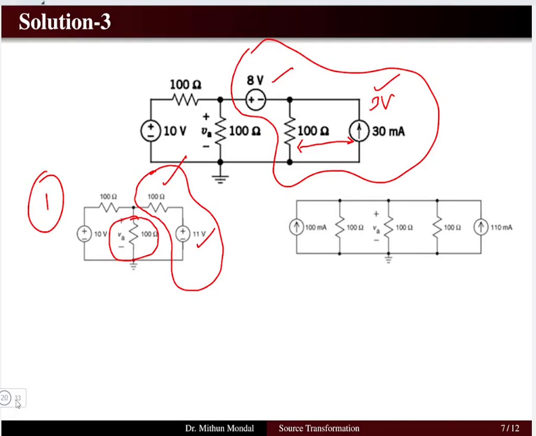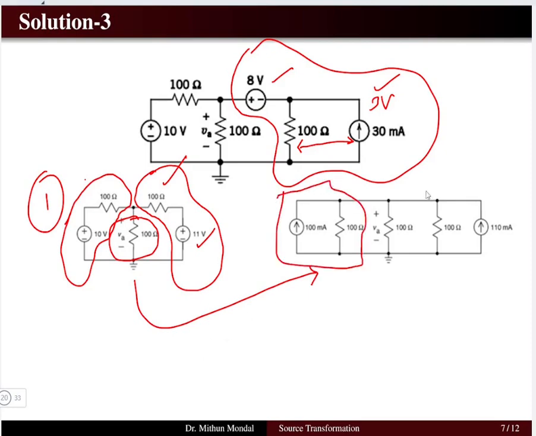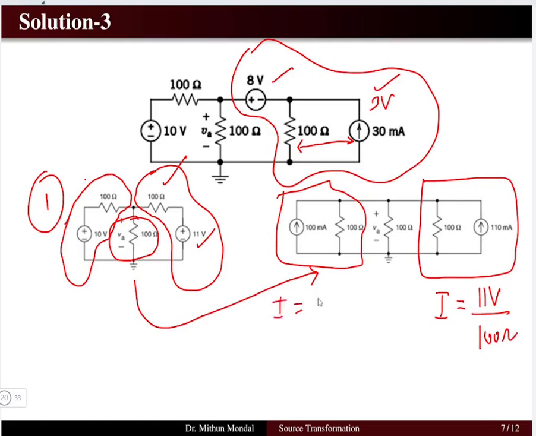So what we are going to do further, it will be helpful if we obtain the entire network in parallel format. So this part of the network where you have 10 volt in series with 100 ohm, you can convert that into a current source in parallel with a resistance, and this part of the network will also have a current source in parallel with a resistance. So here the current is equal to the voltage, that is 11 volt divided by the resistance of 100 ohms. Here the current source will be equal to the voltage 10 volt divided by the resistance 100 ohm. This part of the network we are not going to disturb.